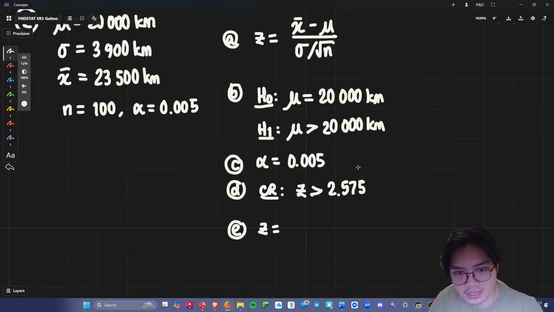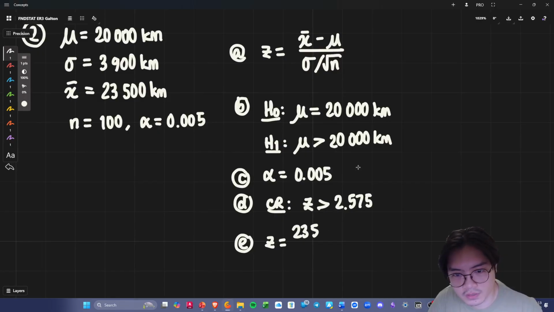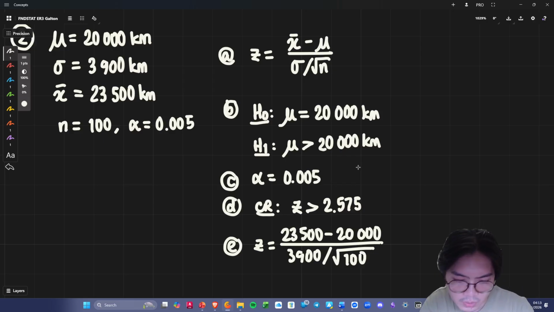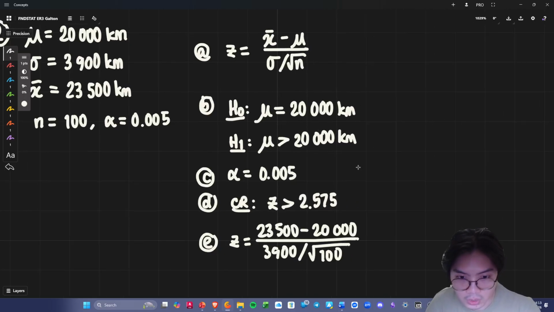Letter E, Z equals 23,500 minus 20,000 all over 3,900 divided by the square root of n, which is 100, so just 10. So we will have 3,500 over 3,900 divided by 10. This gives us a value of, oh, I see, that's quite noticeable, 8.974. There you go.